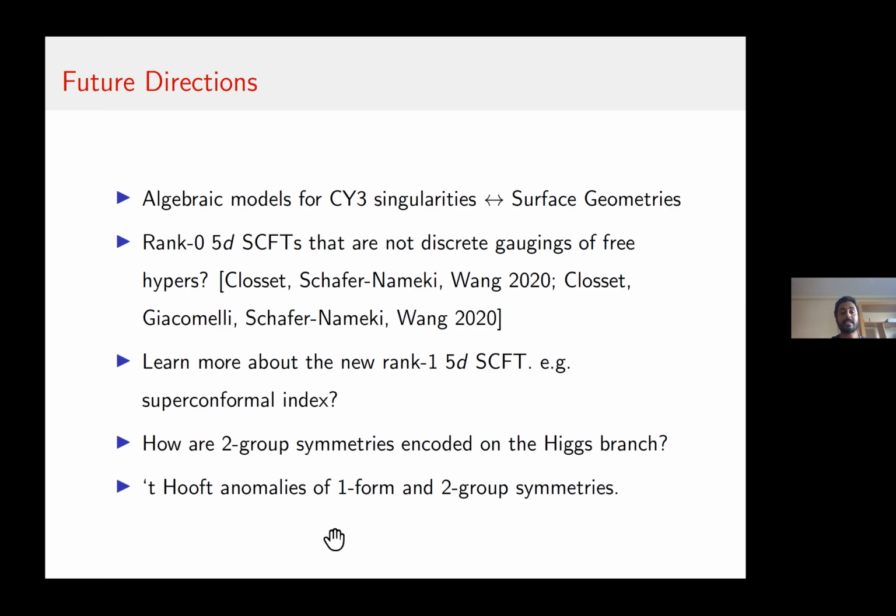Now, these rank 0 5D SCFTs are, I think, an interesting way in which we can construct new theories that are not in the previous class, because there you will definitely have more than rank 0.